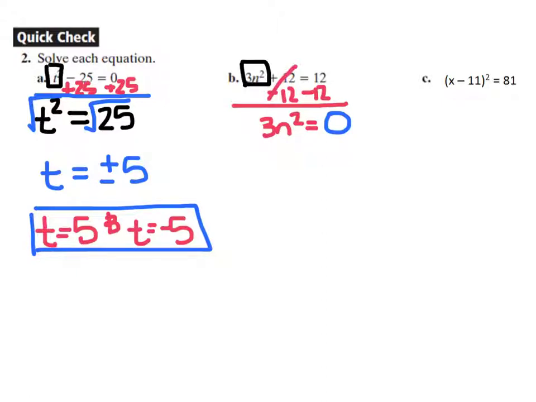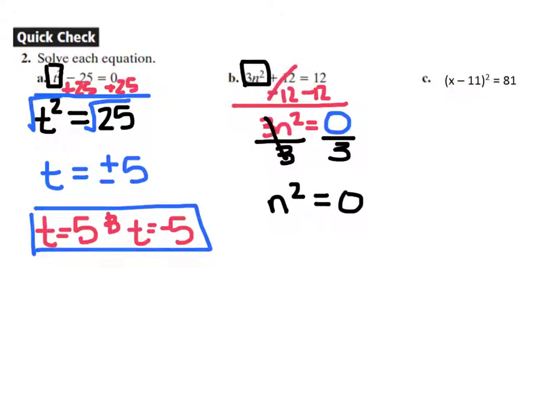So you can already see that I worked out A, so hopefully that's what you got. You got positive 5 and negative 5. Notice I started working out B, and I noticed something interesting that I wanted to remind you guys of. Notice that I get 3n squared equals 0. Technically, the next step would be to divide both sides by 3. So you end up with n squared equals 0.